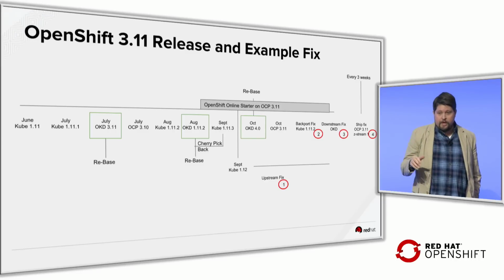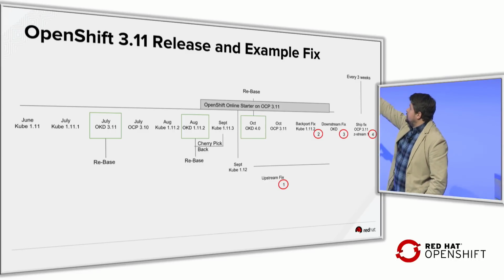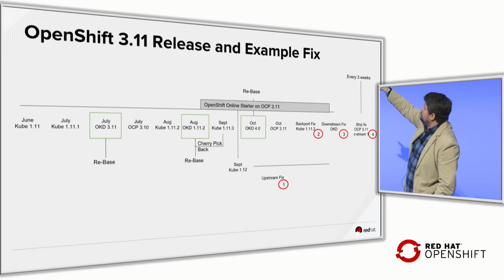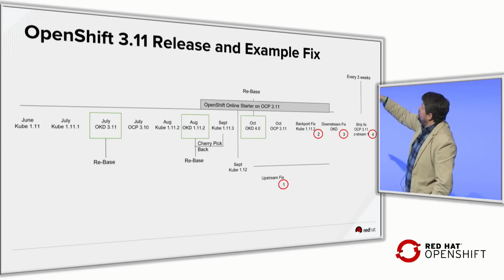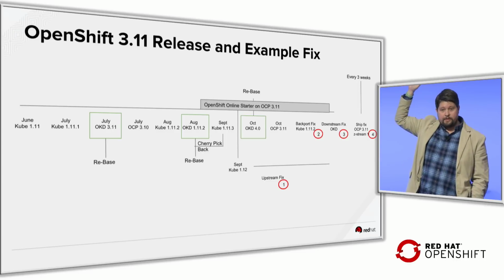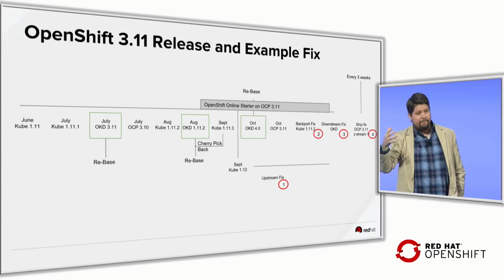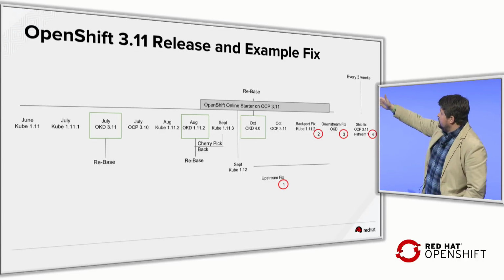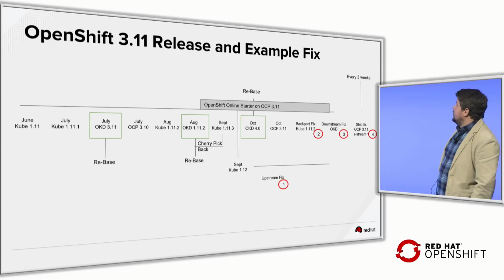So let's say we're on Kube 1.11 and we took Kube 1.11.2 from the upstream. From that point on, we would be watching the rest of that Kubernetes update stream until we released, and we would be taking the best fixes and cherry picking them back to that particular release, so we could continue our QE cycle.